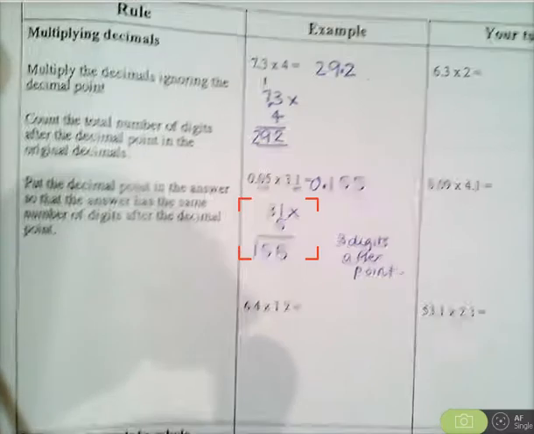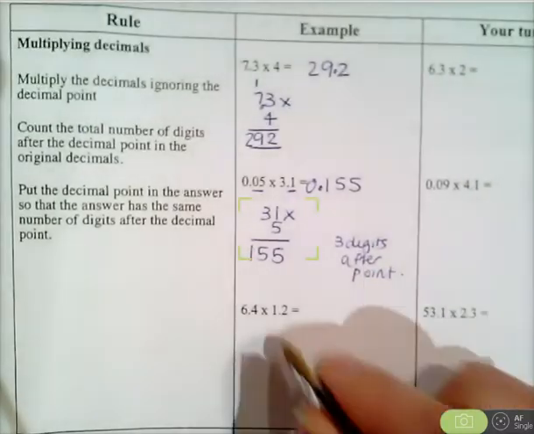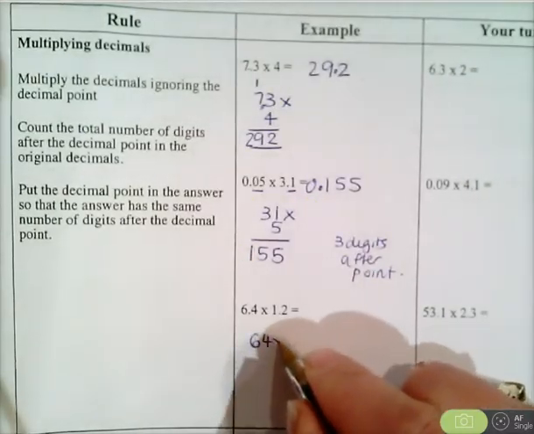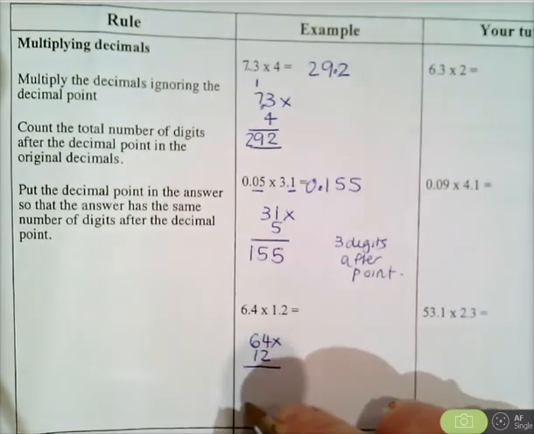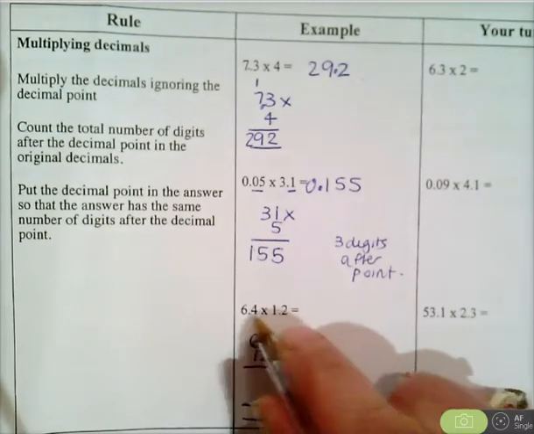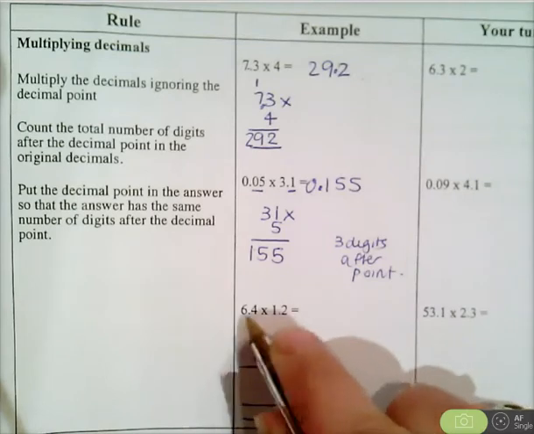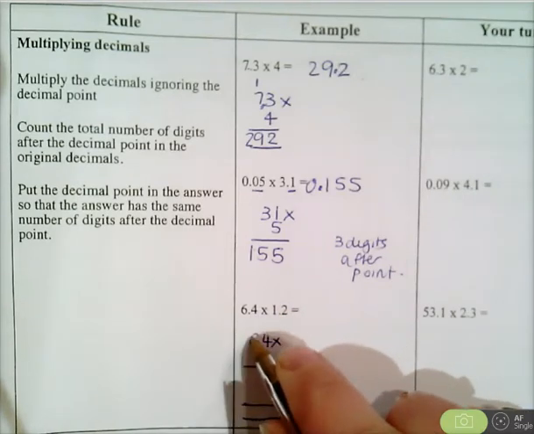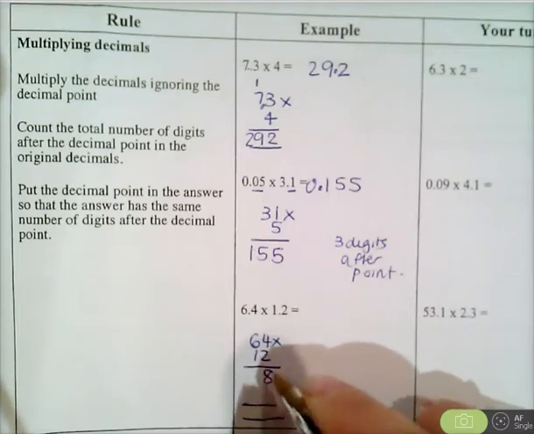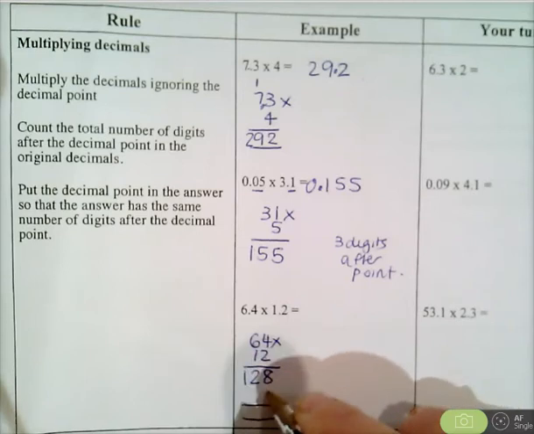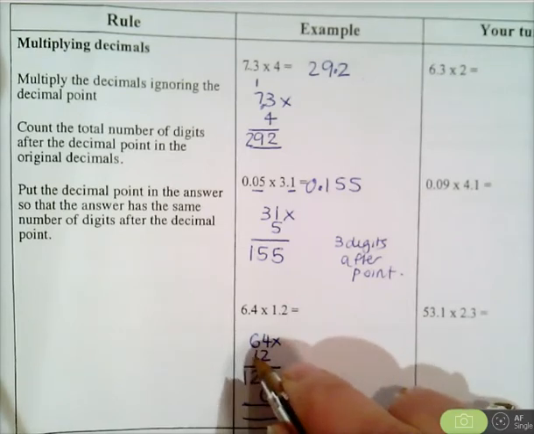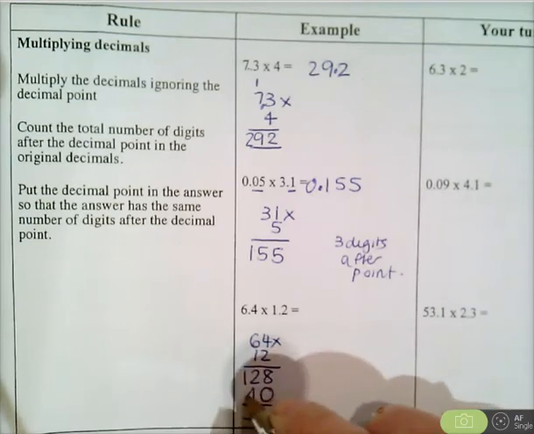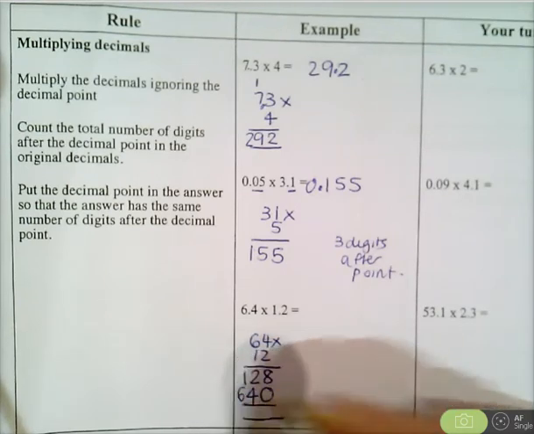Now we'll look at the last question there. You just multiply it like it's 64 times 12, okay? Don't worry about the decimal points yet, okay? So we're doing 64 times 12. So first we do 2 times 4 and then 2 times 6. So 2 times 4 is 8 and 2 times 6 is 12. So we write 12. And then now we need to put a 0 because we're working here from the tens column. So then we go 1 times 4 is 4 and 1 times 6 is 6.